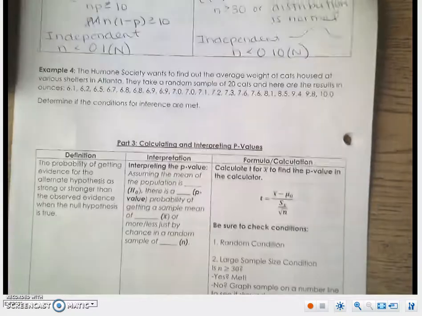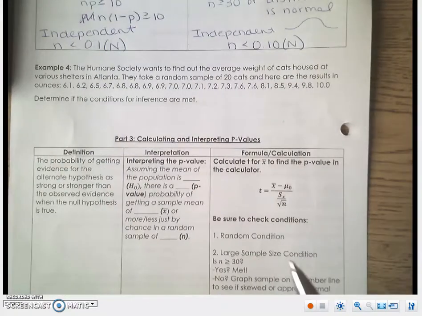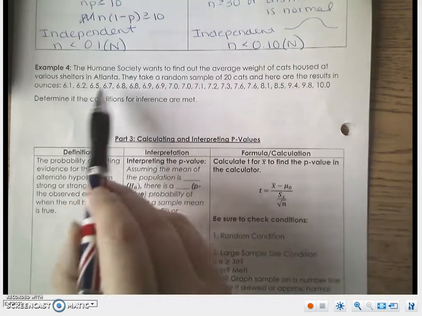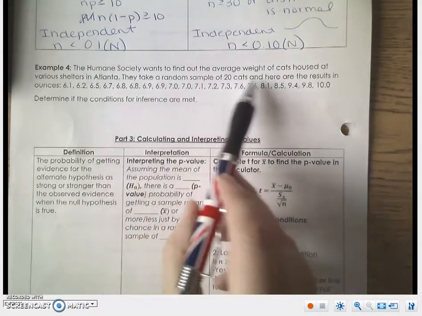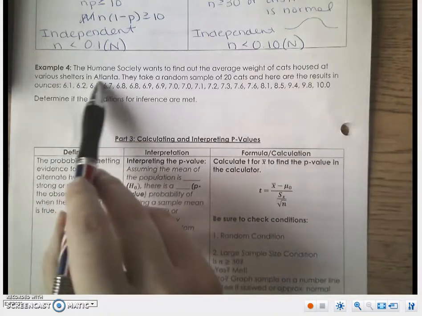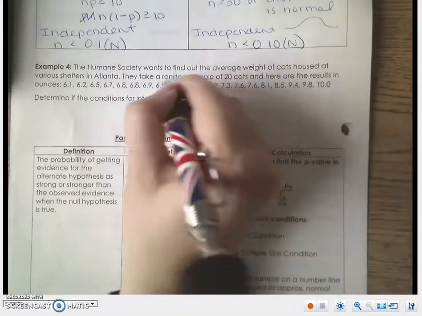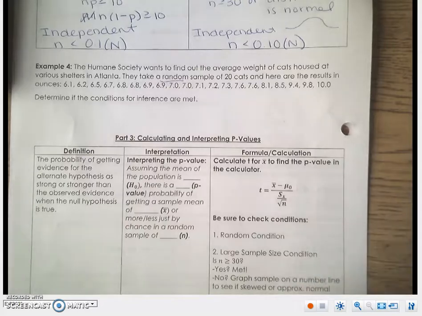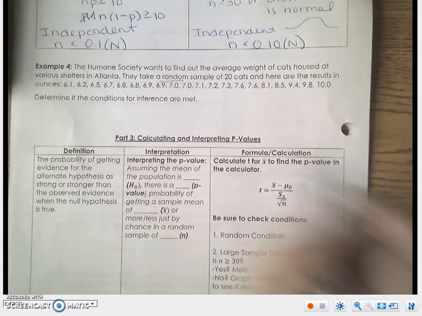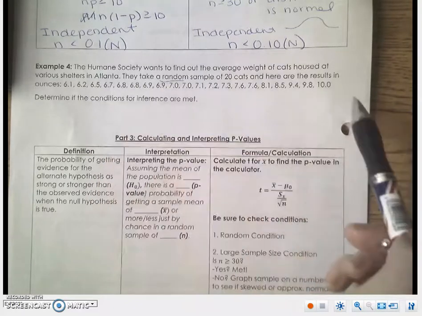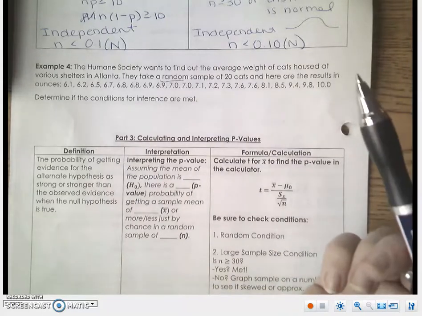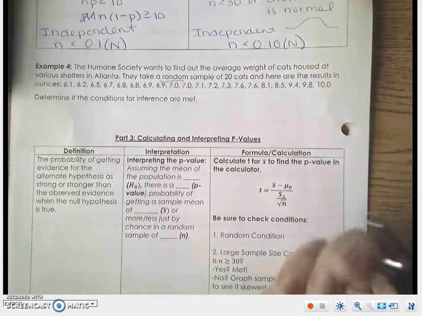Okay, so for an example, we are going to check our conditions. We have been doing this over and over again. It says the Humane Society wants to find out the average weight of cats housed at various shelters in Atlanta. They take a random sample of 20 cats, and here are the results in ounces, 6.1 all the way to 10. So we are going to check the conditions.